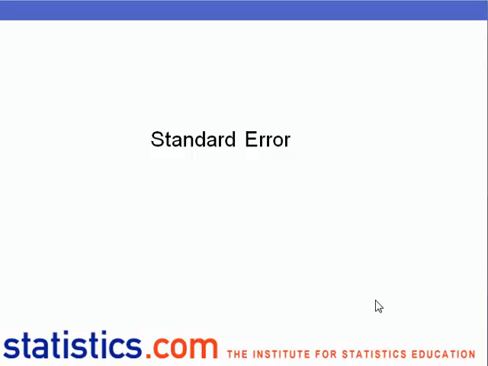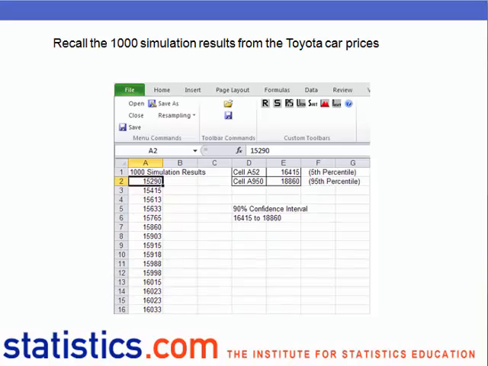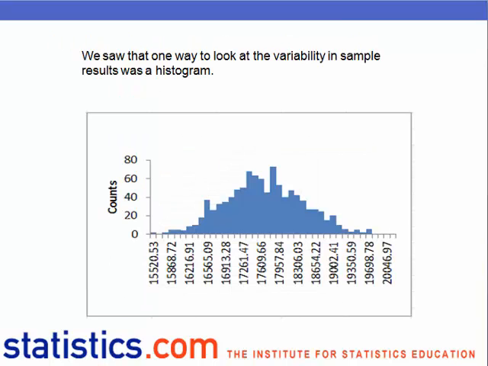The standard error is a single metric that can be used to sum up the variation in a sampling distribution of some statistic. Recall the 1,000 simulation results of the Toyota car prices, where each time we got a bootstrap sample and took the mean, and we ended up with this histogram, which was one way to look at the variability in the resample results.